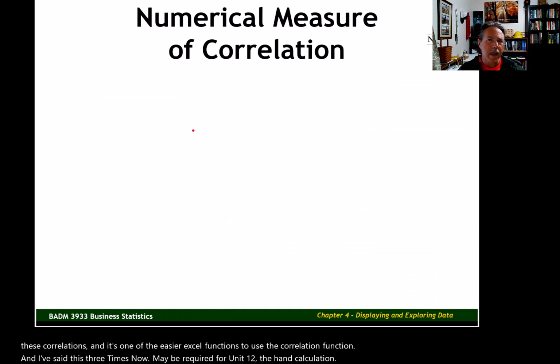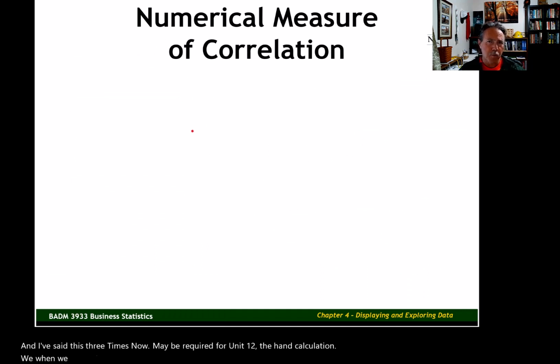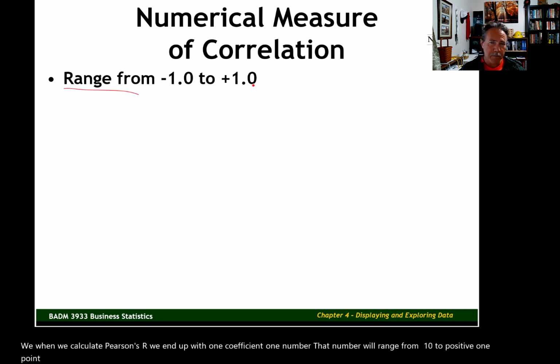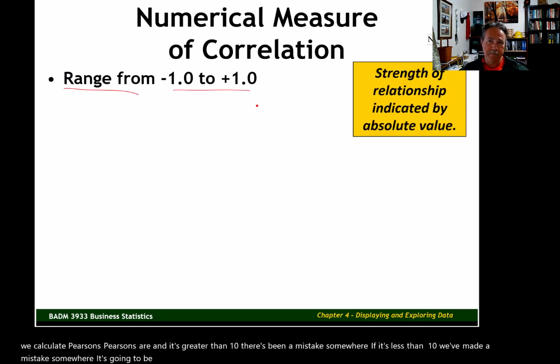When we calculate Pearson's R, we end up with one coefficient, one number. That number will range from negative 1.0 to positive 1.0. If we calculate Pearson's R and it's greater than 1.0, there's been a mistake somewhere. If it's less than negative 1.0, we've made a mistake somewhere. It's going to be within this range every time.